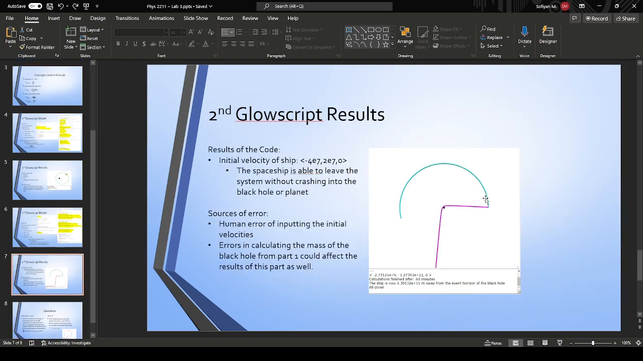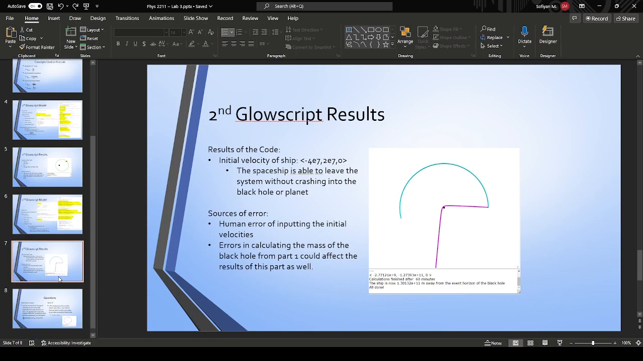And the results for this code you can see right here. The magenta line is the ship, so it starts on the planet and starts leaving the system, getting close to the black hole as well. You can see the initial velocity that I used so that the ship could leave the system is -4 e to the 7 and 2 e to the 7. Some sources of error for this are human error in inputting the initial velocities, because we deduced them by trial and error. And the errors in calculating the mass of the black hole from part 1 can also lead to errors in this part of the lab, since we use the same mass of the black hole.